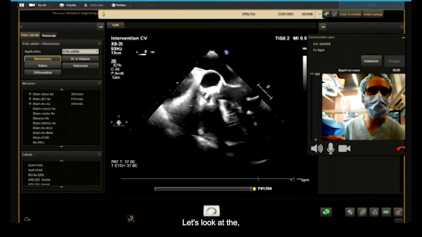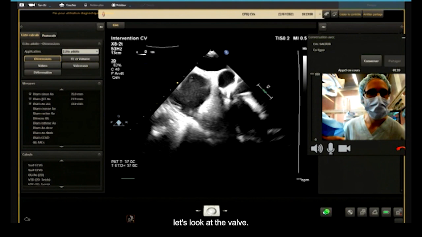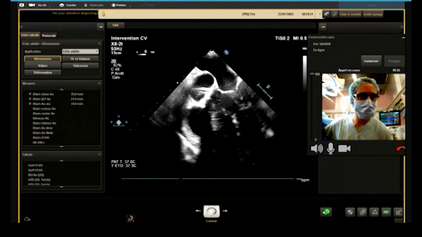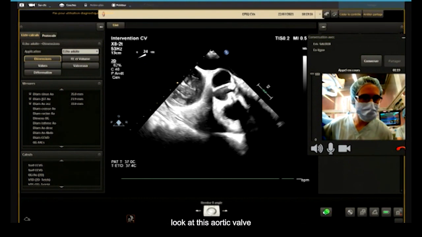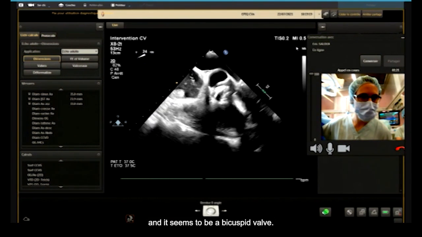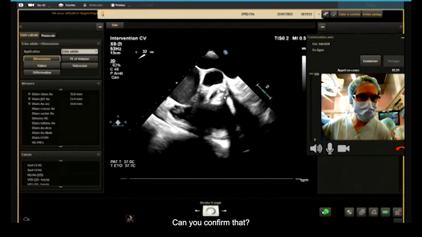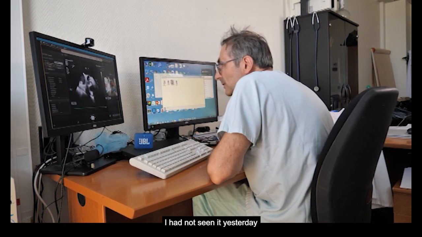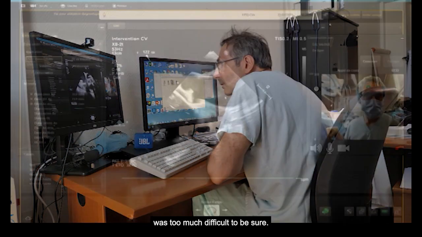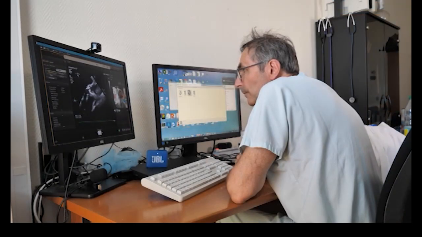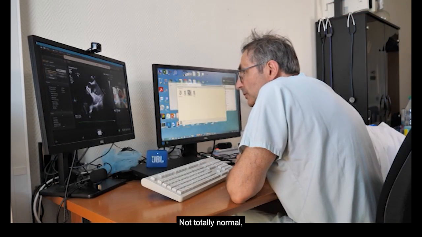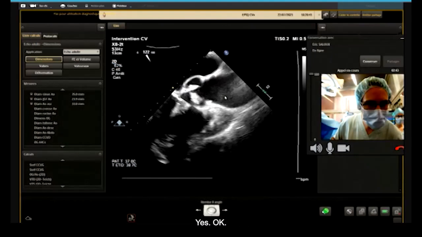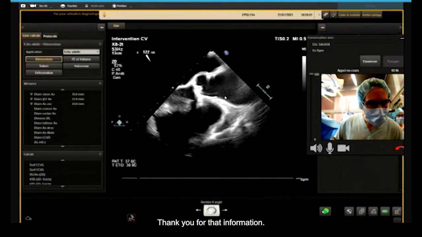Okay. Let's look at the valve. So I'm going to look at this aortic valve, and it seems to be a bicuspid valve. Could you confirm that? Yes, I see. Very interesting. I had not seen it yesterday. It was too difficult to be sure. The ascending aorta? Yes. Not totally normal, but not too much dilated. Yes, okay. Thank you for that information.